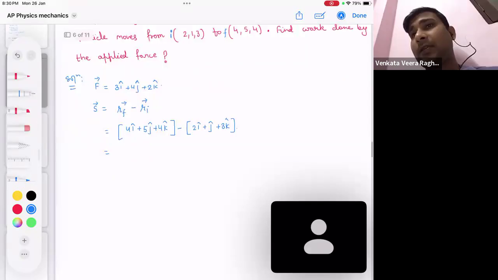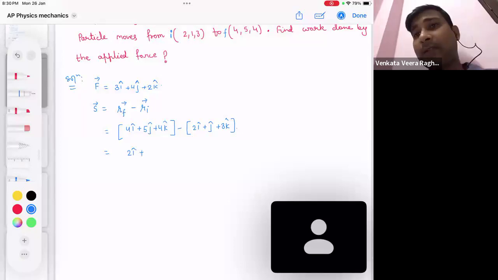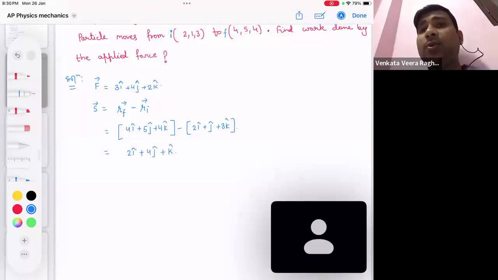How do we take the difference of the vector? The difference of vectors is taken component wise, isn't it? So if you take the difference component wise, how much will it come? 4 i cap minus 2 i cap, 2 i cap will come. 5 minus 1, 4 j cap will come. 4 minus 3, k cap will come. So now we know what our force vector is and what the displacement vector is.